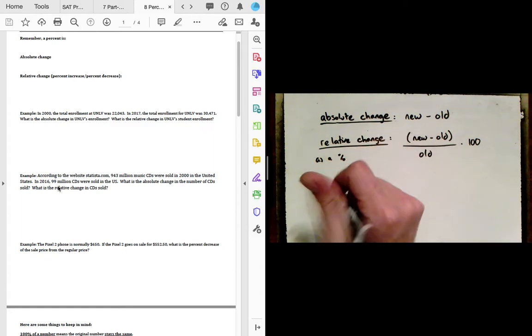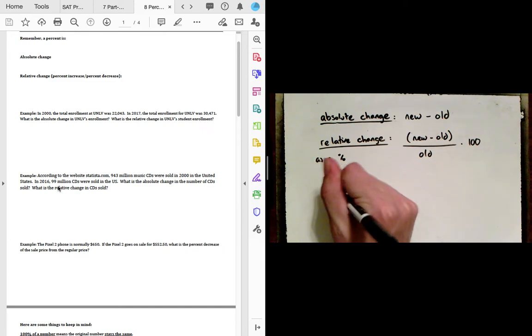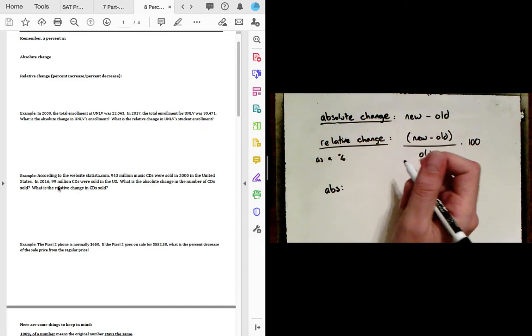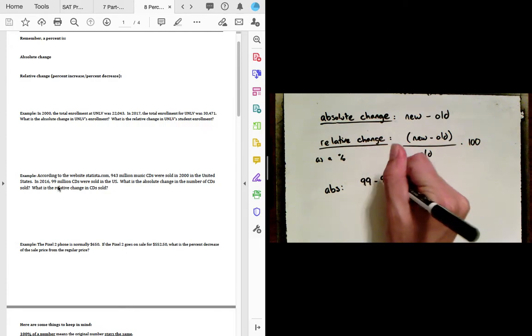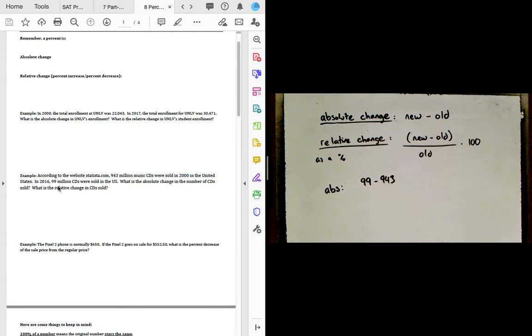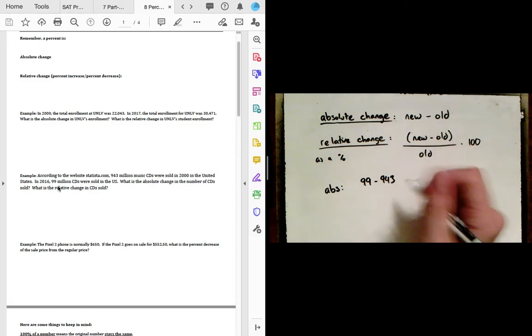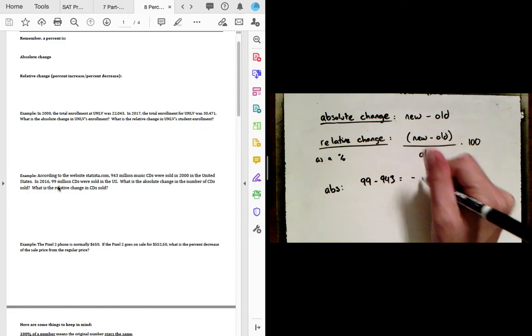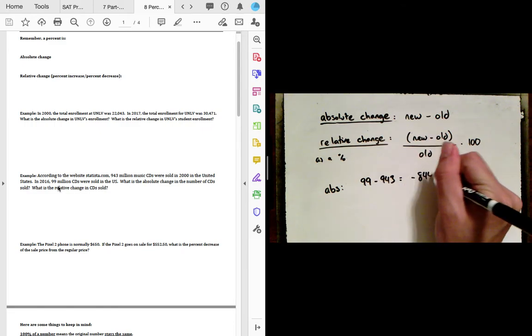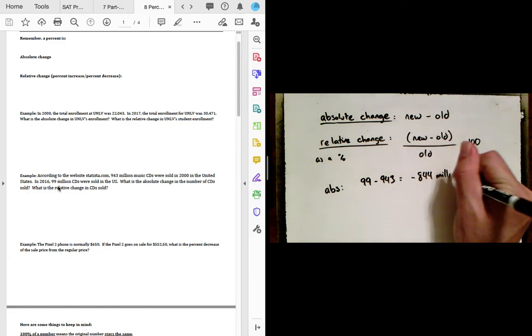So let's find out our absolute value first. Again, new minus old would be 99 minus 943. Remember that this is in millions, so at the end I can put million CDs to take care of all those zeros. 99 minus 943 is going to give us negative 844 million CDs.